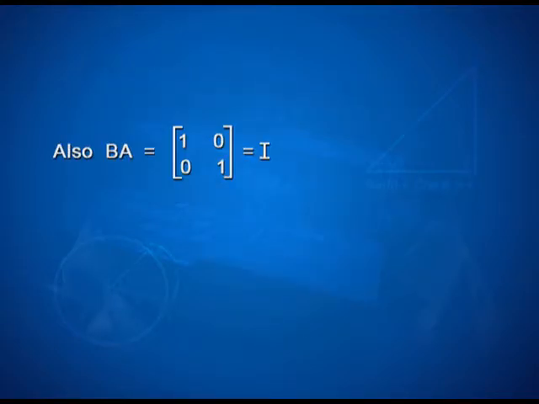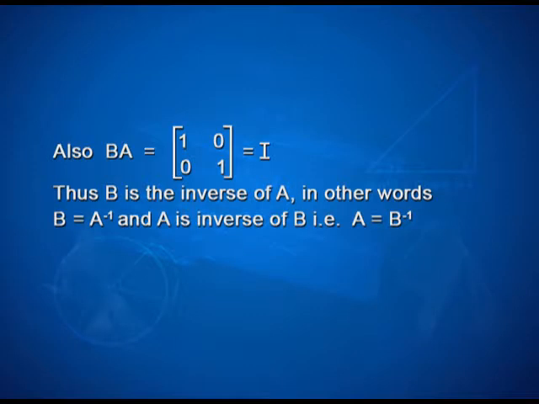Also, the product BA is equal to [1, 0; 0, 1], that is equal to I. Thus, B is the inverse of A matrix. In other words, B is equal to A inverse. That is, A is the inverse of B, and it can be written as A is equal to B inverse.